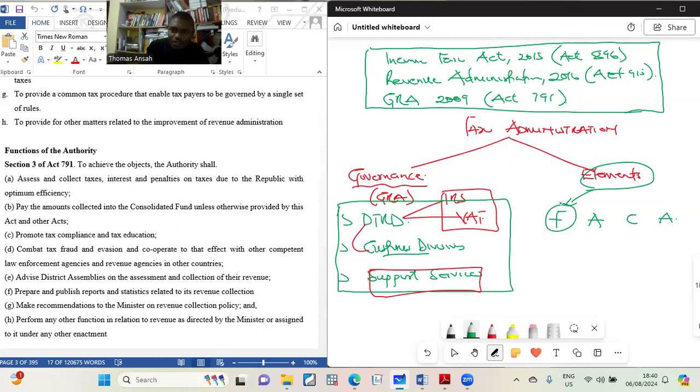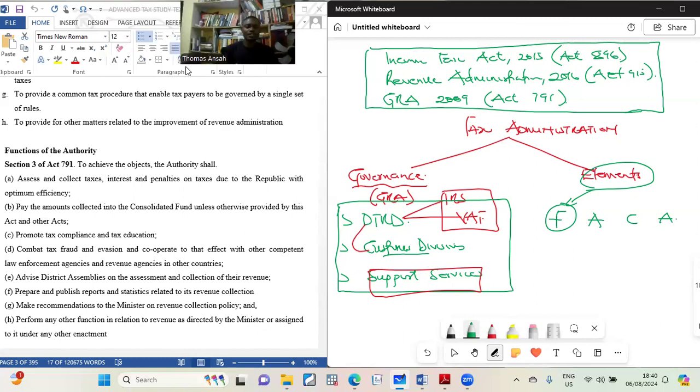F simply means finding the taxpayer. GRA must find taxpayers. It must bring everybody into the tax net. So finding the taxpayer, and we will talk about this in section 10 to section 12 of the Revenue Administration Act. Then we have A. A simply means assessing the taxpayer. So if you have identified me, then you have to also be able to assess me.